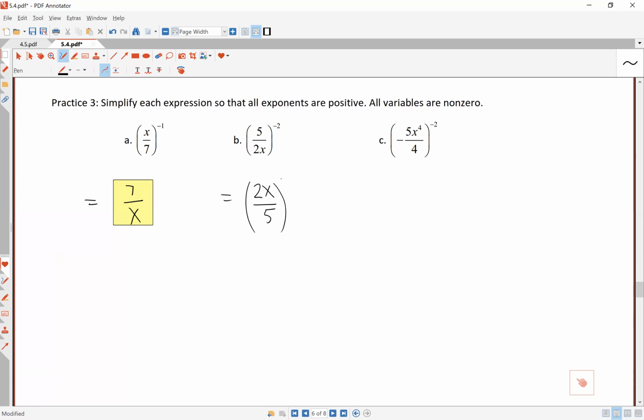We take the reciprocal, and now we have a positive 2. Now we raise the 2x to the second power, which is 2 squared and x squared over 5 squared. That leaves me with 4x squared over 25.